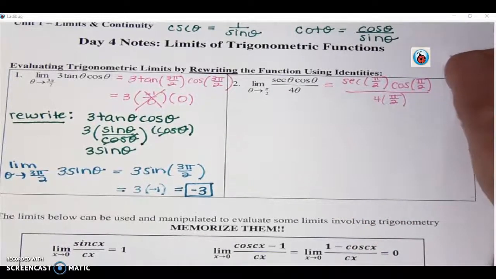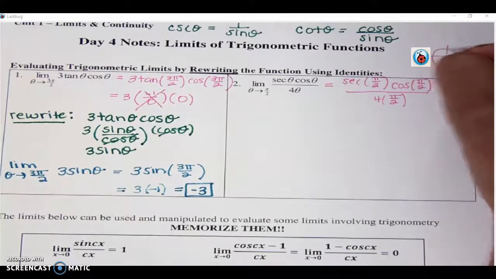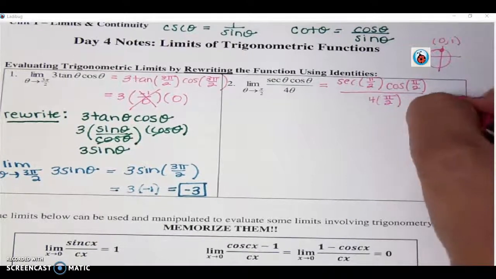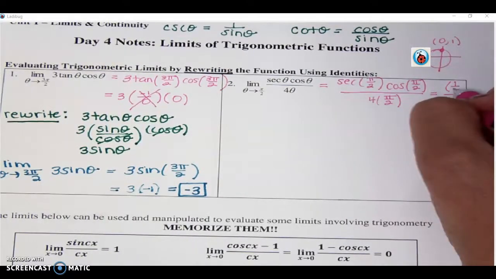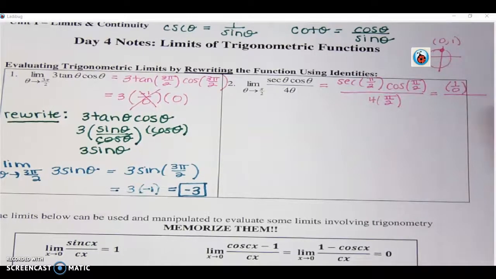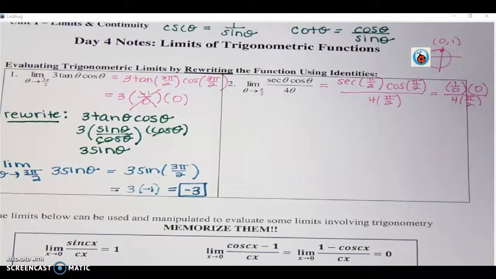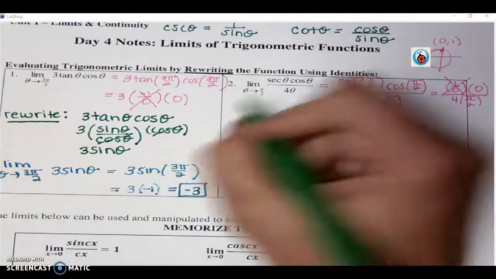Okay, so pi over 2 on the unit circle is at the top. That ordered pair is 0, up 1. So secant we know is 1 over x, so that's going to be 1 over 0. Cosine is just the x value. And then this is just 4 times pi over 2. Well, you can't do this 1 over 0, so this is not going to work. So we're going to have to rewrite.